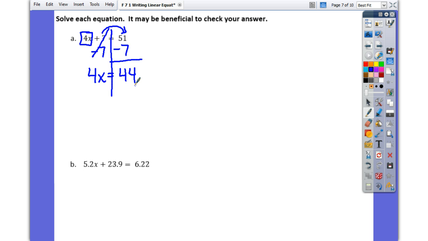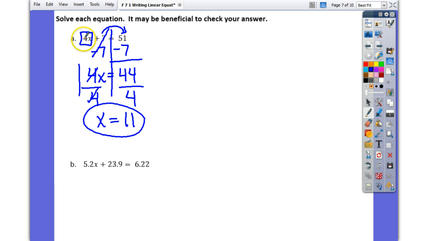Now what do I do? Now we're down to a 1-step problem. To finalize this, I have to, yes I do, nicely done, divide by 4. x equals 11. And then you will check it on your calculator. 4 times 11 plus 7. Is that a solution? Yes. How many solutions to that equation? 1. What is it? 11. There's only one number in the whole world that'll work, and it's 11.